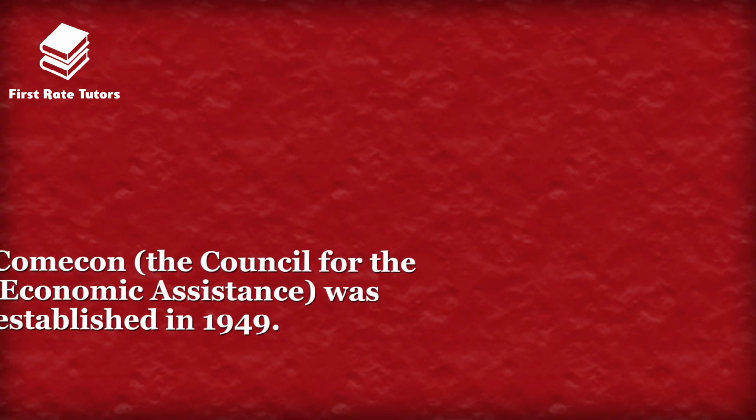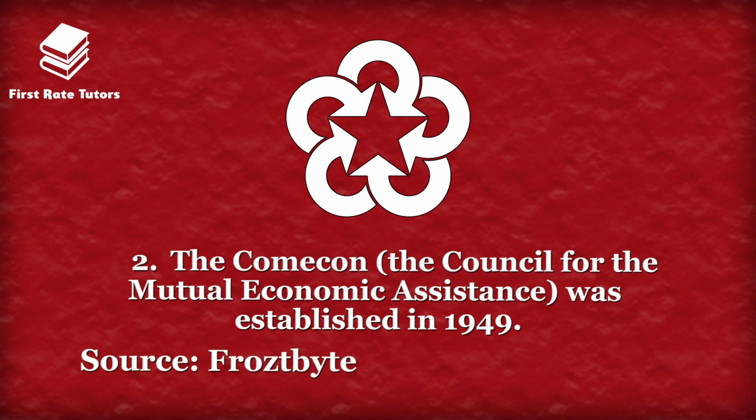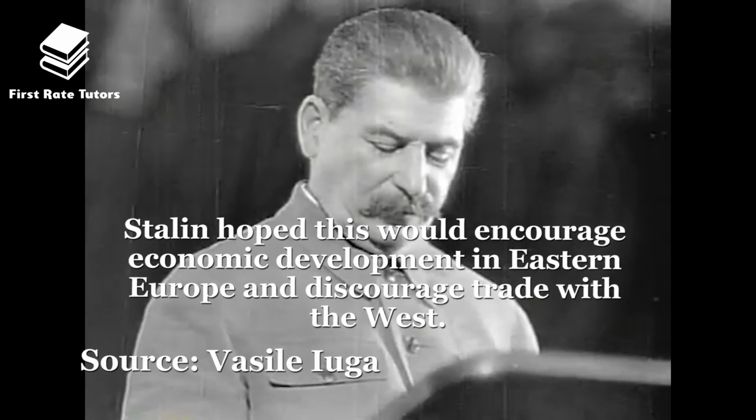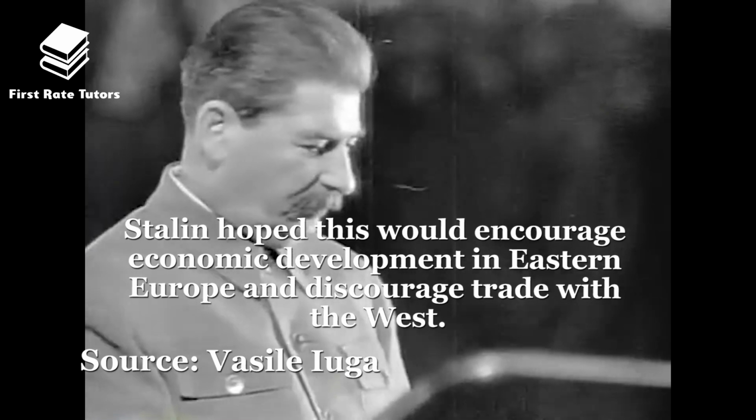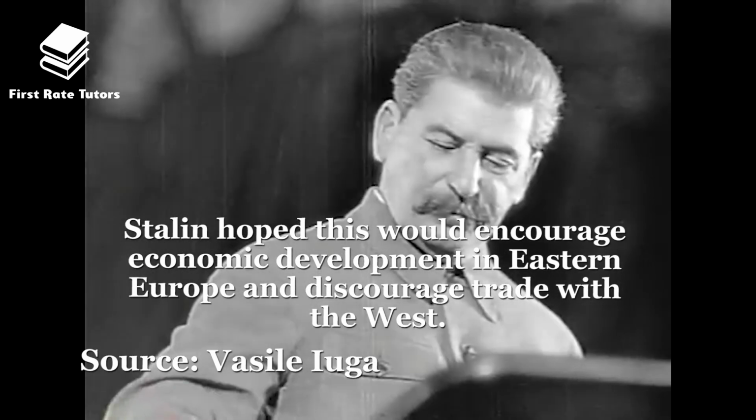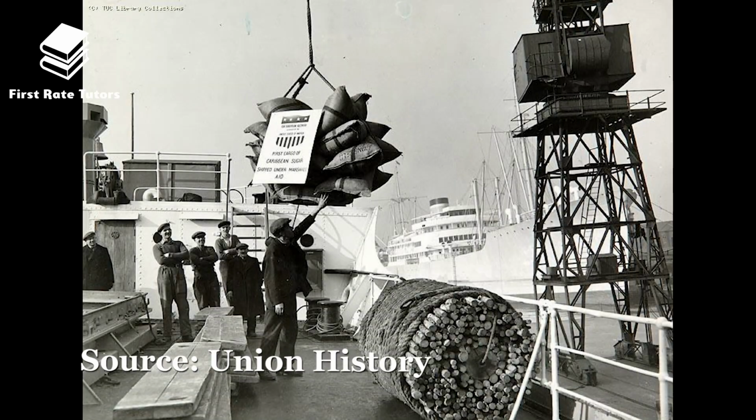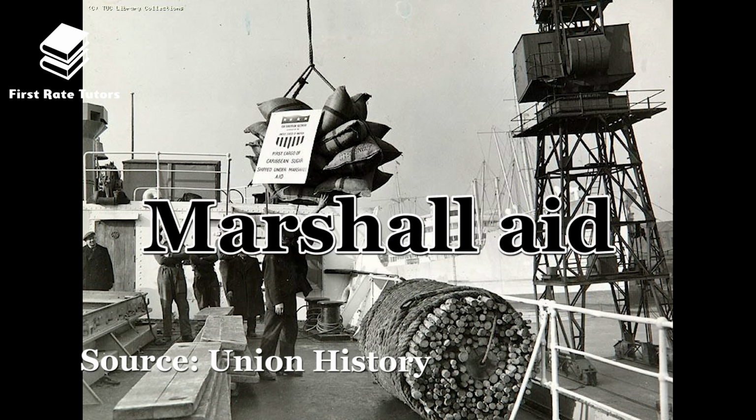The Comecon, which means the Council for Mutual Economic Assistance, was established in 1949, and it countered the Marshall Plan by nationalizing industries, collectivizing agriculture, and offering economic aid. Stalin hoped this would encourage economic development in Eastern Europe and discourage trade with the West. It also appeased the countries that had been ordered to refuse Marshall aid.